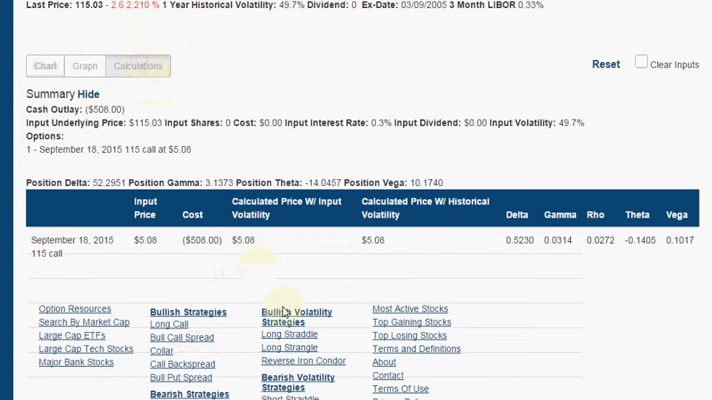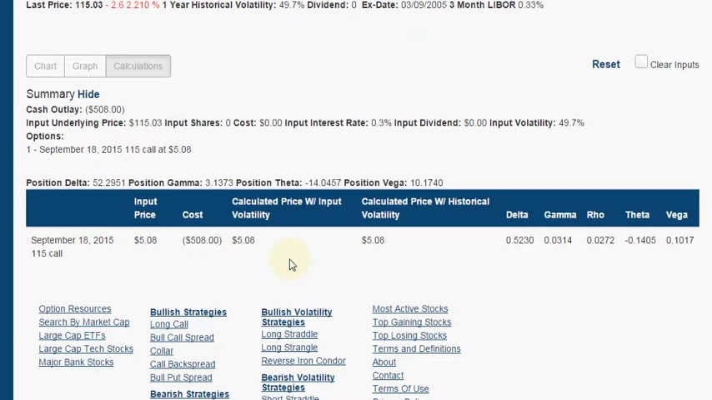So if we look at our calculations here, you can see that the input calculation price is 5.08 using a 49.7 implied volatility. What we added are some position Greeks that illustrate what your gain or loss will be based on the movements of these different Greeks that are represented here. So I'm going to start by looking at position Vega.